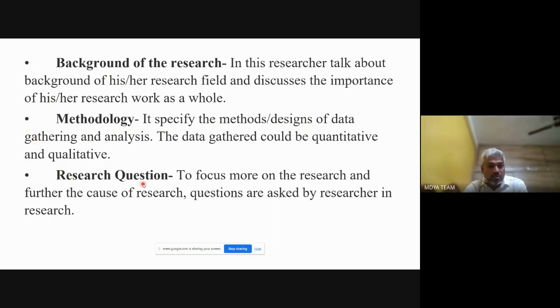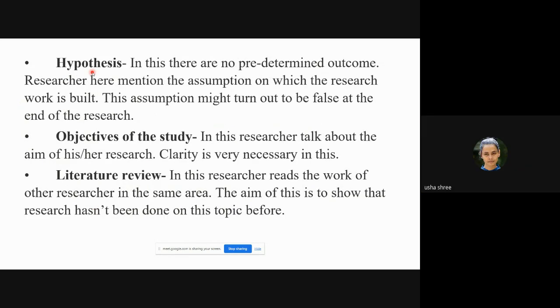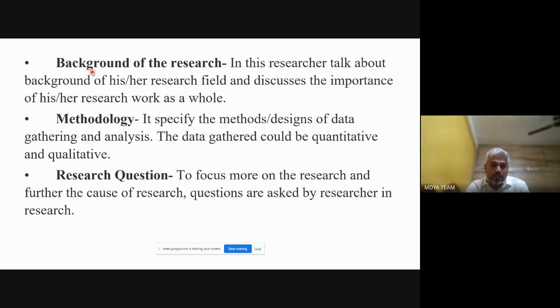And the third one is the research question, to focus more on the research. Research questions are asked by the researcher in the research, right? Sir, can you go back to the previous slide? Yes, right. So these are the three important points for your research synopsis.